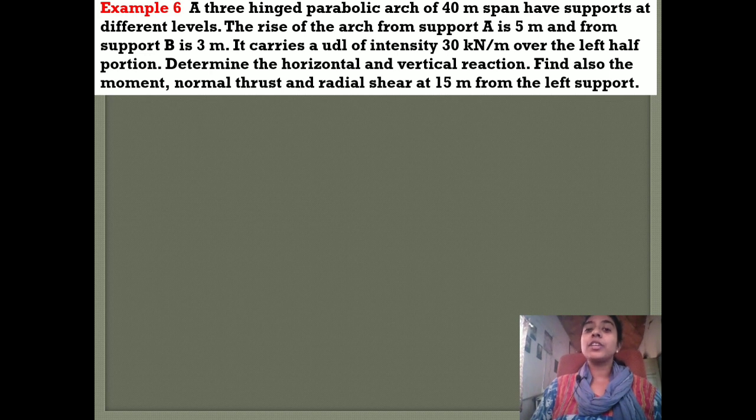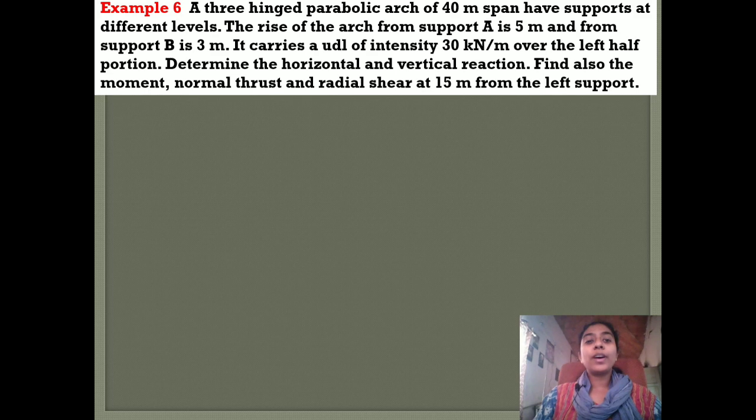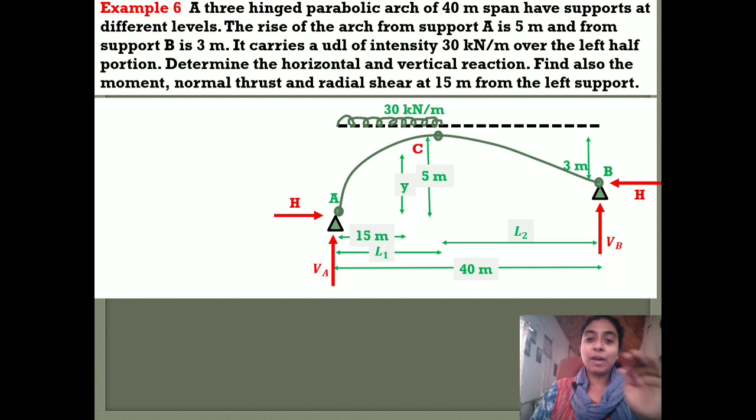It carries a UDL of intensity 30 kilonewton per meter over the left half portion. Determine the horizontal and vertical reaction. Find also the moment, normal thrust and radial shear at 15 meter from the left support. So first of all, we will draw the diagram of the arch and we will mark the important points.